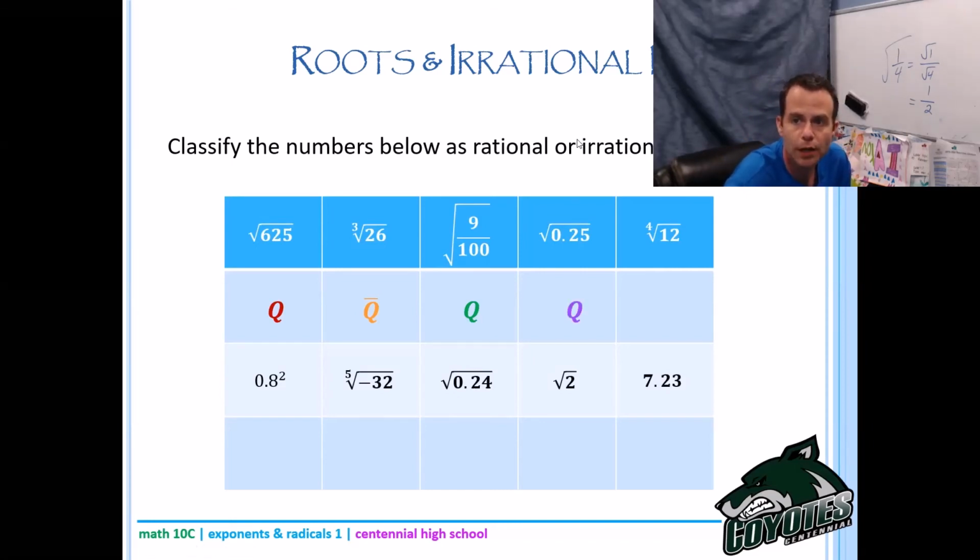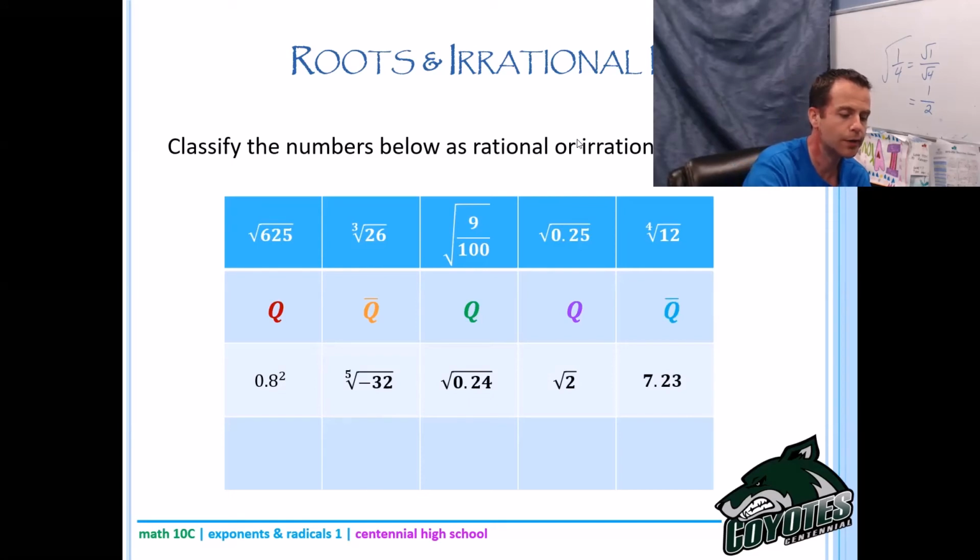Fourth root of 12. I had something in the way of the slide. The fourth root of 12. Well, you can practice using that button if you like to figure out the fourth root of 12. And you're looking at 1.861209718. That is a non-terminating, non-repeating decimal. So it would be irrational.